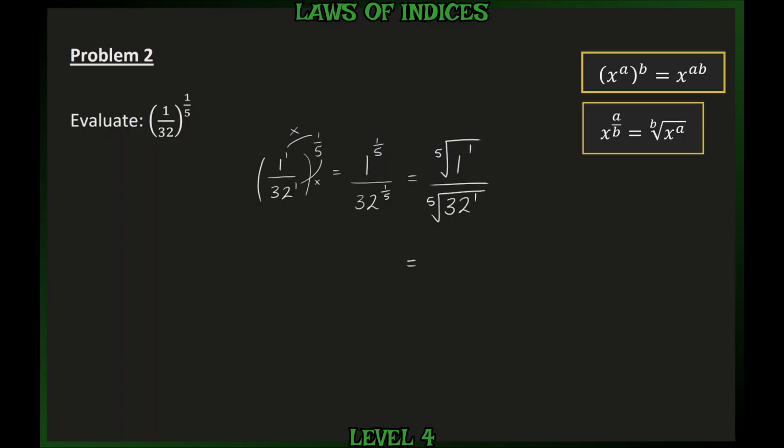Now starting with the roots, the 5th root of 1 is 1 because 1 times 1 times 1 times 1 times 1 is 1. So we have 1 to the power of 1. The 5th root of 32 is 2 because 2 times 2 times 2 times 2 times 2 gives us 32. So we have 2 to the power of 1. And since 1 to the power of 1 is 1 and 2 to the power of 1 is 2, we have our final answer for problem 2, which is a half.